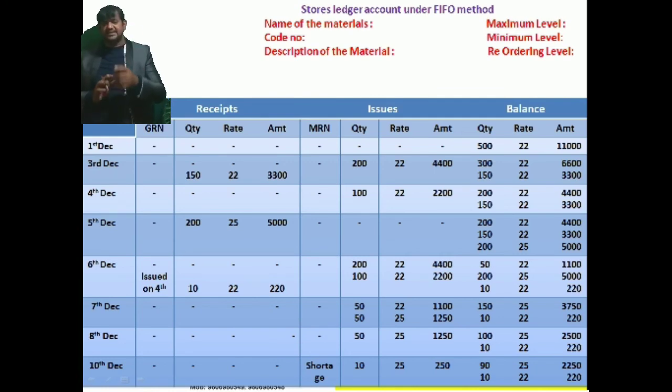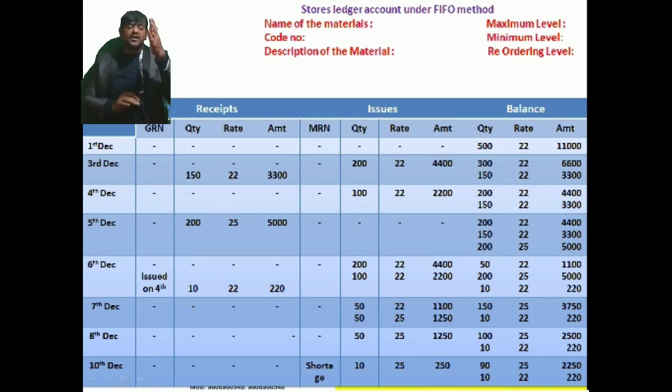So on 10th December, there was a shortage. If there is a shortage, we are supposed to issue, correct? So issue, what is the number of units? A shortage, 10 units. So MRN column, write it as shortage, and quantity 10 units at rupees 25 per unit. So amount column 250. Therefore balance 90 units of rupees 25, 2250. 10 units of rupees 22, 220 rupees.